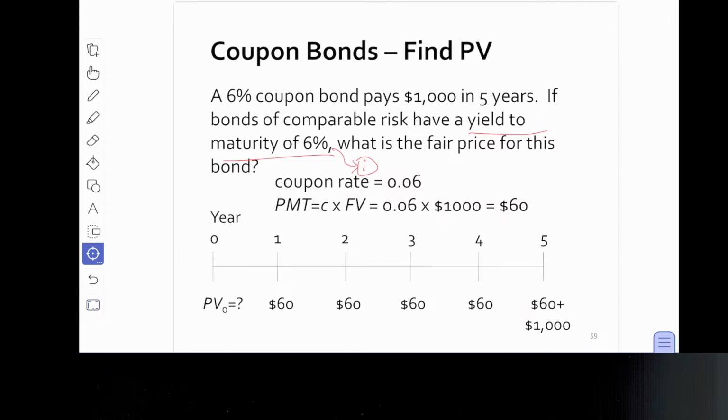I calculate that by taking the face value times the rate, and that tells me I can expect $60 every year. I just want to highlight in blue here a formula for you. So you need to know this, right? So to calculate the payment, it's the rate, C, times face value.